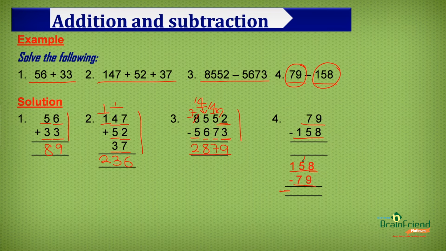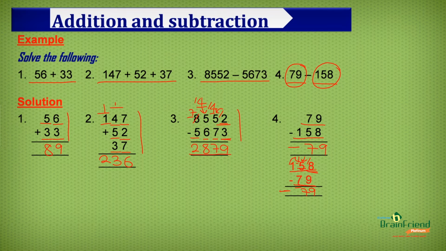So 8 minus 9, 8 is still less than 9. We go to the next significant figure, which is 5, and borrow a 1. That 1 makes 8, 18. So 18 minus 9 gives us 9. And then we are left with 4 here. So 4 minus 7, of course, it's not possible. So we borrow the 1 left here and bring it to 4, and it becomes 14. So 14 minus 7 gives us 7. So our answer to this question is minus 79.